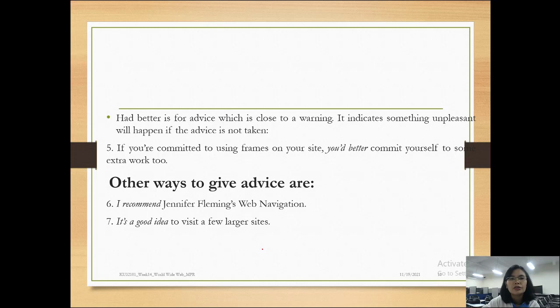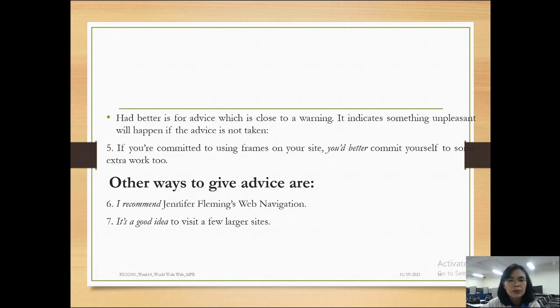Now we continue to the use of had better. If you want to use had better, it actually has a closer meaning to a warning. So it indicates something unpleasant will happen if the advice is not taken. Okay, so for example, if you're committed to using frames on your website, you'd better commit yourself to extra work. Okay, so this is an example of the use of had better. So if you don't do it, there will be something not very nice happening.